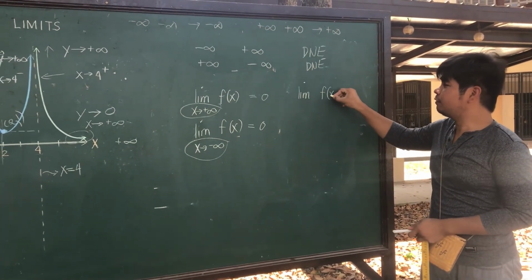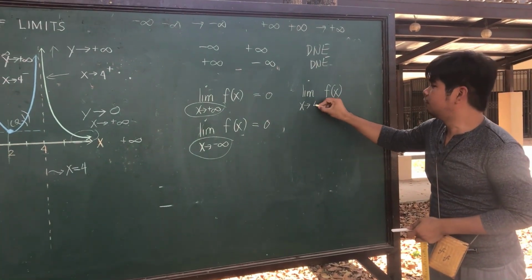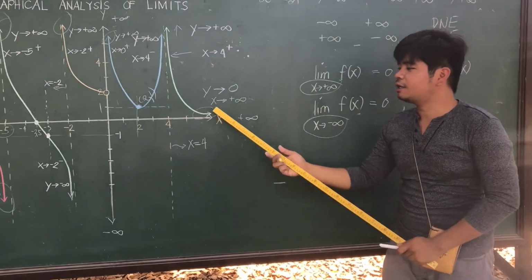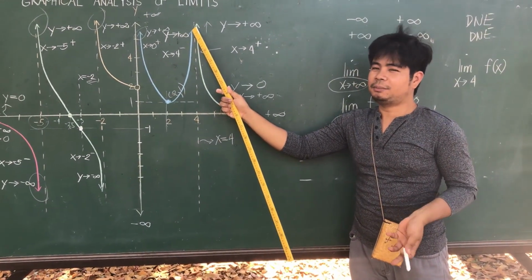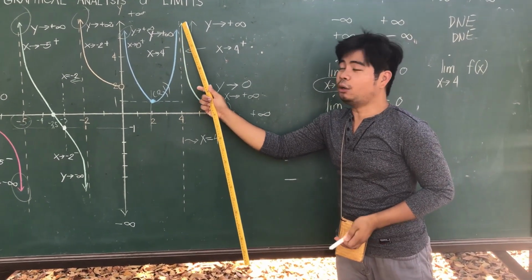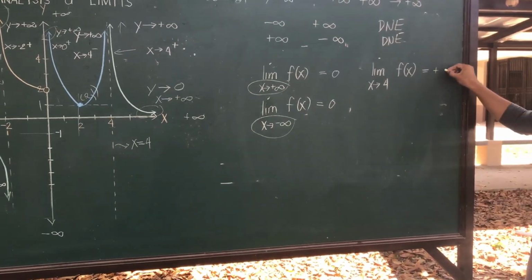What is the limit of f of x as x approaches 4? This is two-sided limit. So ito yung 4. X that is equal to 4. Anong ginagawa ng left ng 4? Diba yung y keeps on increasing? What about right of 4? Y also keeps on increasing. So that is the time that you need to have positive infinity.